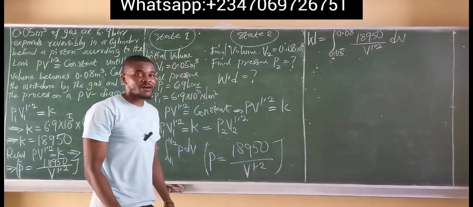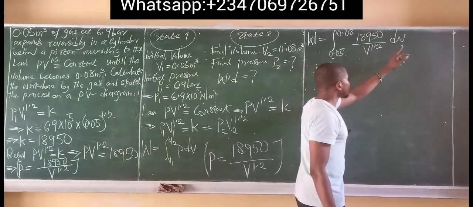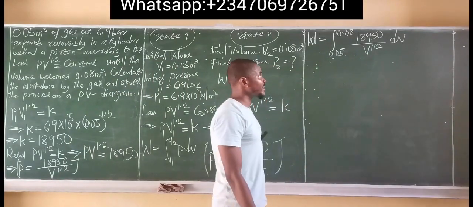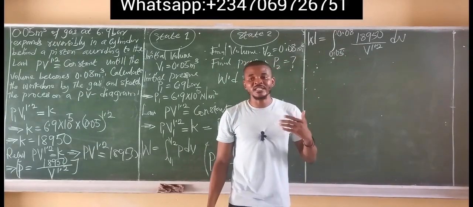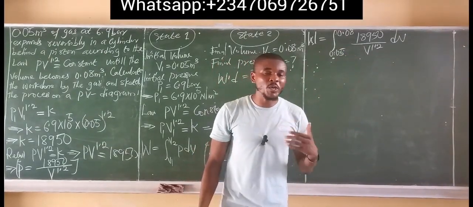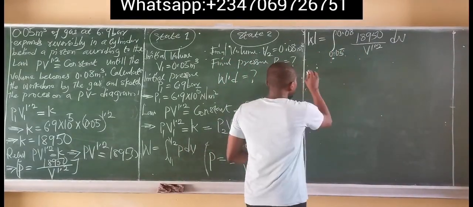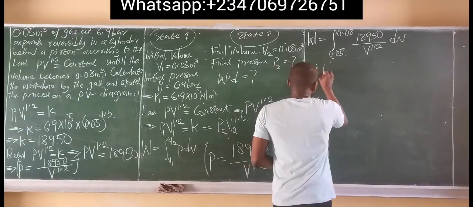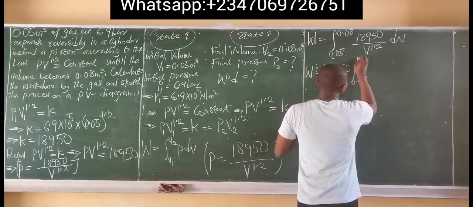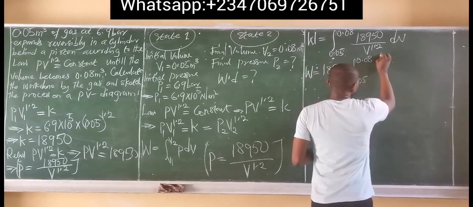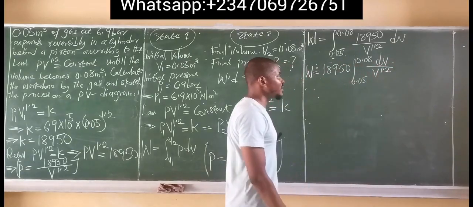So you see how the equation has now transformed. Everything has now become in terms of V. This is dV, and then we'll have V to the power of 1.2 underneath here. From the rule of integration, you always pull a constant out of the integral sign. So we'll bring 18950 out of this integral. That means work done is equal to 18950 integral from 0.05 to 0.08. I am now left with dV all over V to the power of 1.2.